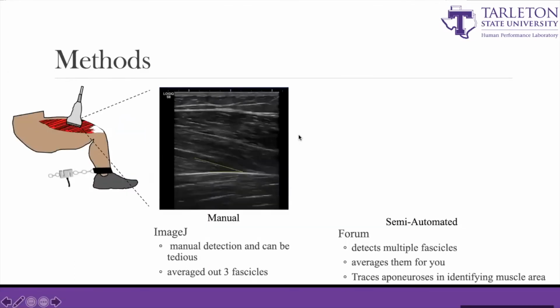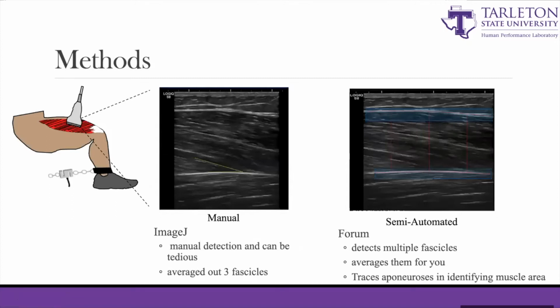So what we did was we used Image J and a MATLAB form for our manual and our semi-automated methods to measure the different pronation angles. So with the probe, we collected these images. It's the same subject, same intensity.